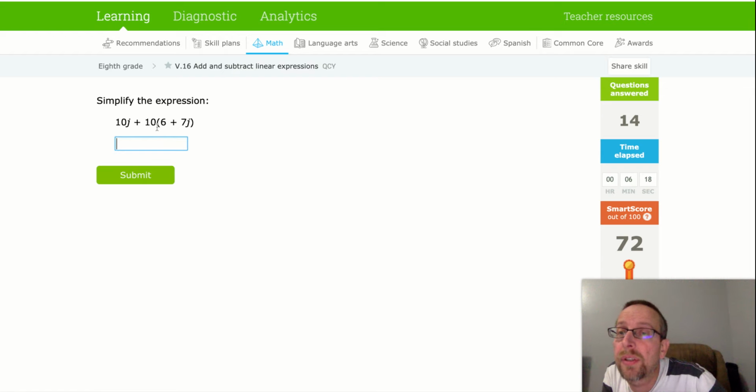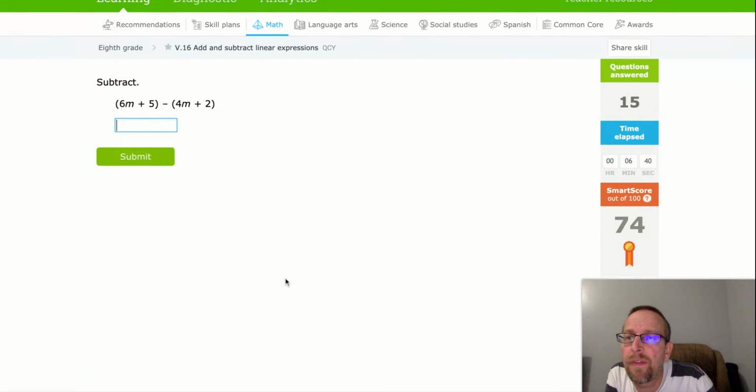Here we have to do some parentheses, distributing. So I have 10 times 6 is 60, and 10 times 7j is 70j. So I have a 10j plus a 70j. That's going to be 80j. And then I have the plus 60. They had you do a little distributing before you added like terms.